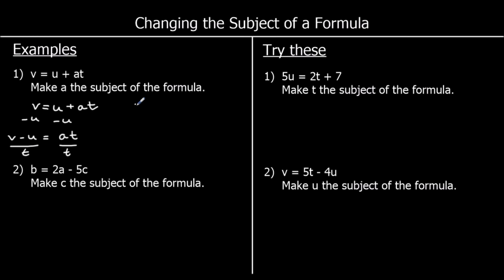which will give us v minus u over t equals, and on this side we've just got a. T over t cancels out. We've just got a left. So v minus u over t equals a, or we could write that the other way around and say a equals v minus u over t. So a is now the subject. A is by itself.